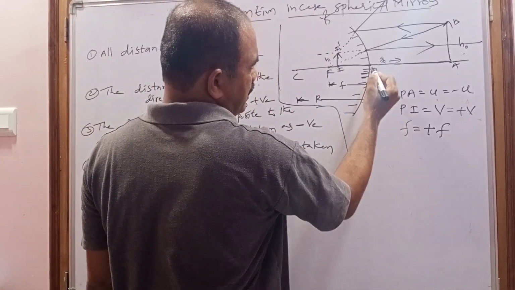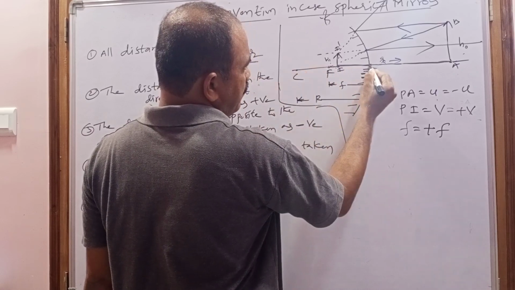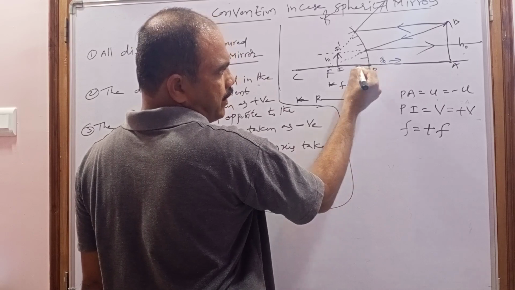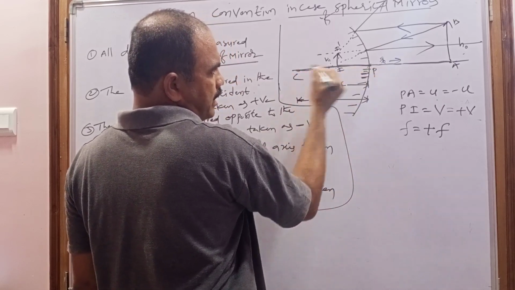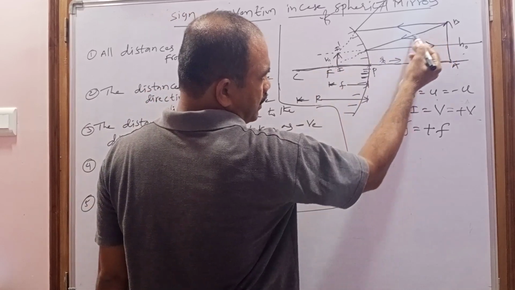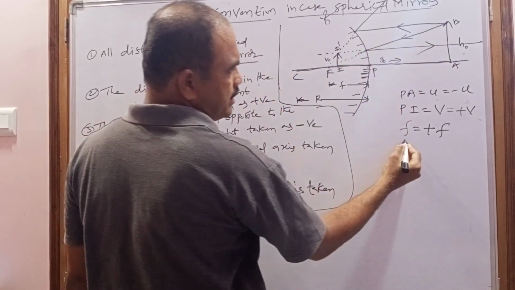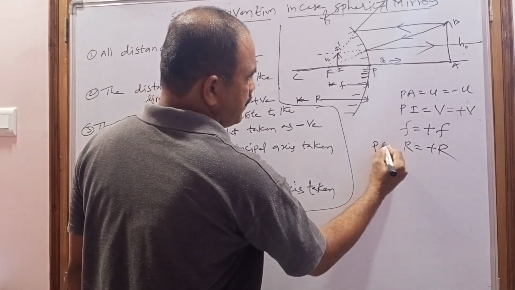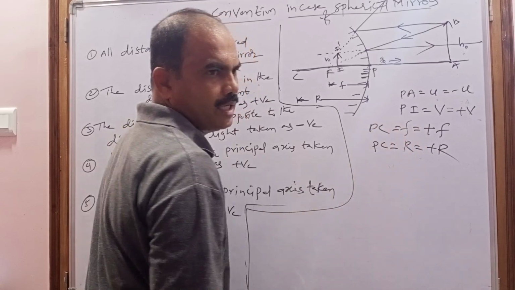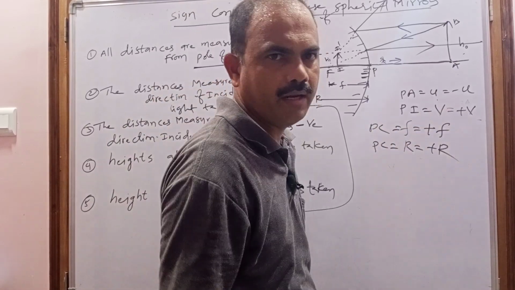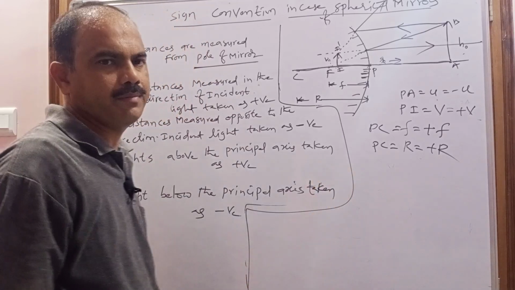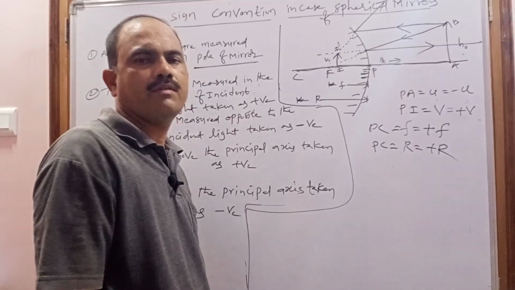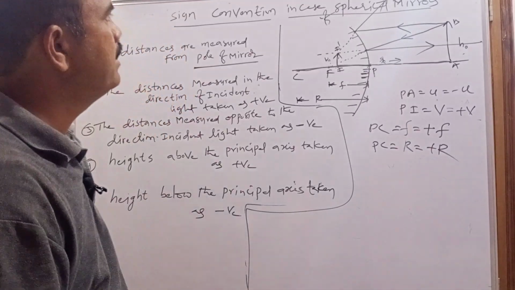Next, to measure the distance between pole and center of curvature, you start from the pole and move to the center of curvature. You are moving in the direction of incident light. That is why the radius of curvature is also positive. So R is PC, and f is half of PC. That is why the focal length and the radius of curvature of the convex mirror are positive, while the focal length and radius of curvature of the concave mirror are negative. So this is about the sign convention.